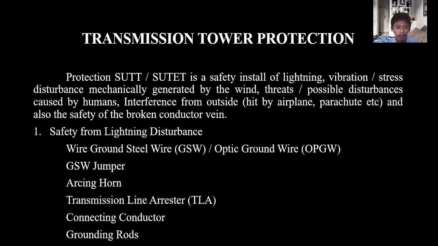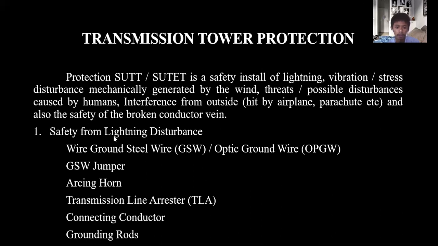Next, transmission tower protection. Protection of SUTT or SUTET is a safety installation against lightning, vibration, or mechanical stress disturbance generated by the wind, threats or possible disturbance caused by human interference from outside, such as by airplanes, parachutes, etc. And also the safety of the broken conductor frame. Number one is safety from lightning disturbance.